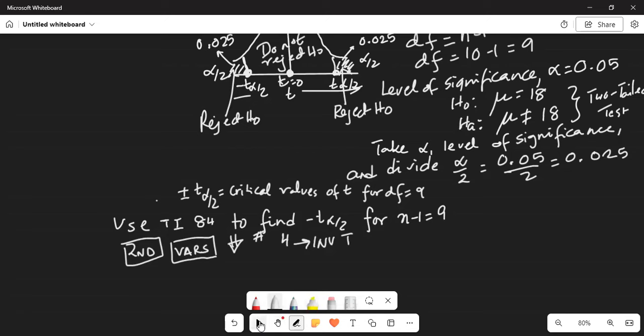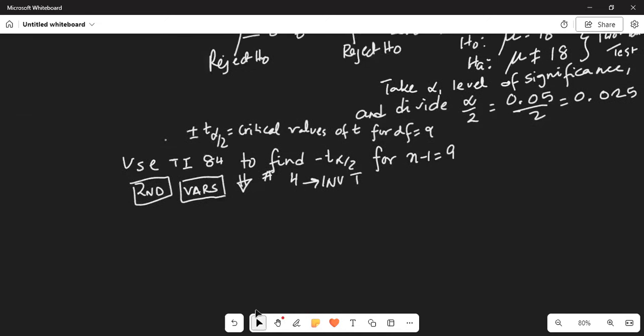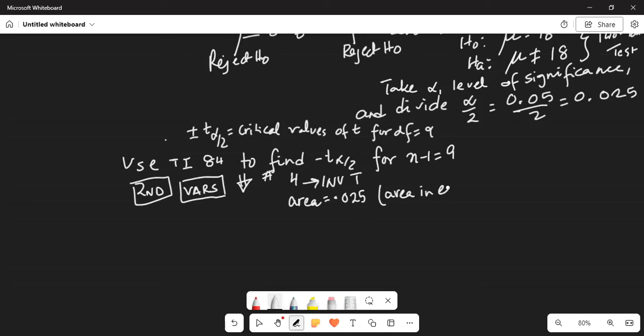And let me create some space. You'll see a screen open up in invT. They will ask for area, which is area in each tail, 0.025. I already explained that I divided the level of significance of 0.05 into 2 equal parts, one in the left tail, one in the right tail. We only do this when we have a two-tail test, when not equal to is the sign for the alternate hypothesis. So for area type 0.025.